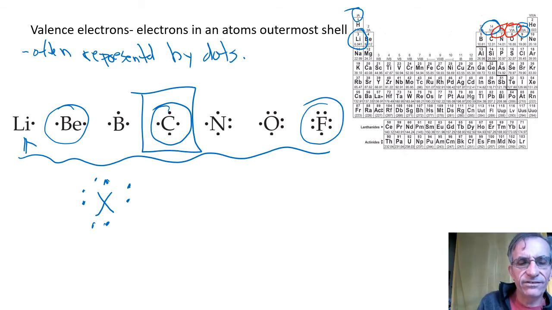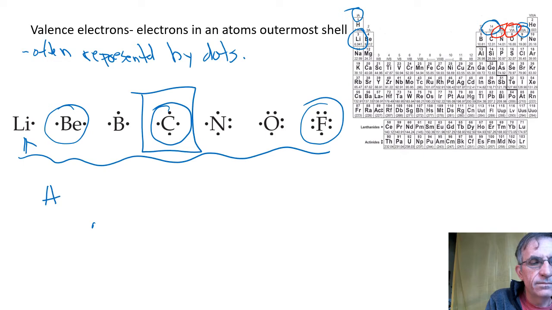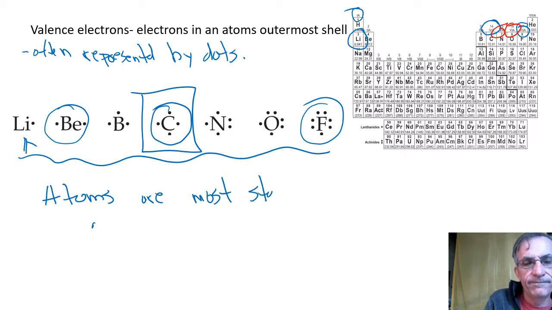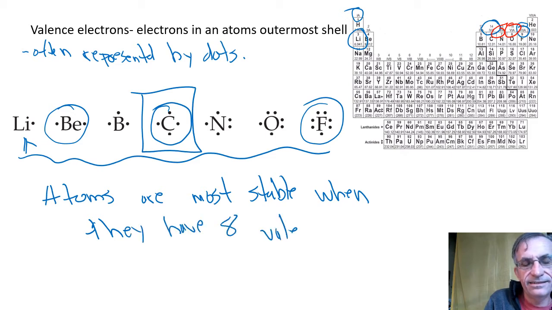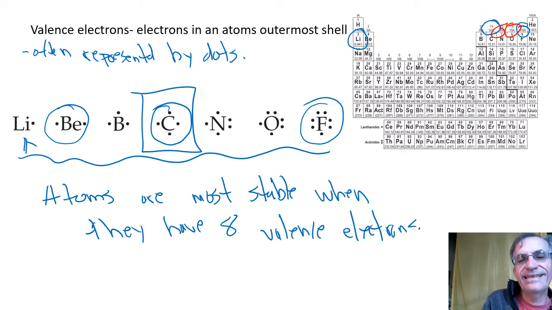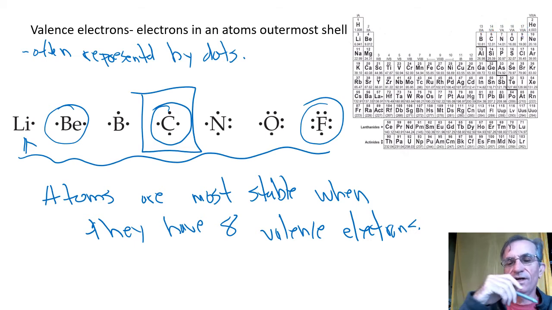Okay, all right, so with that, well, how does this relate to compounds? Well, it turns out the way that this relates to compounds is that atoms are happiest. Atoms are, we'll say, most stable when they have 8 valence electrons. So atoms, really, they would love to have 8 valence electrons.